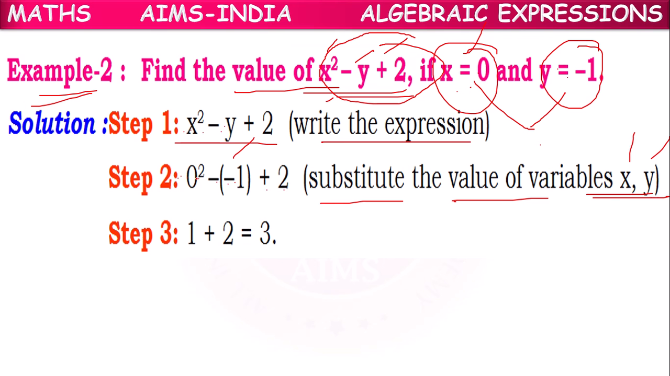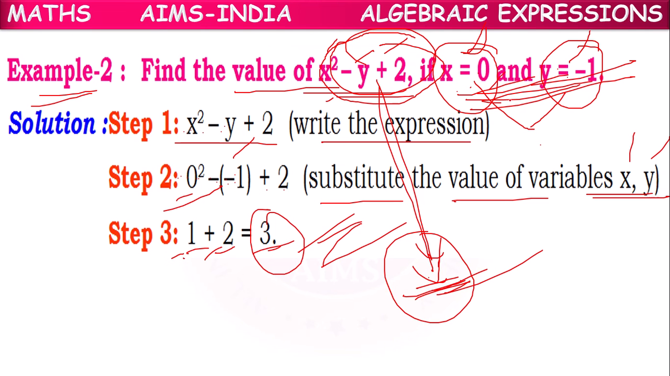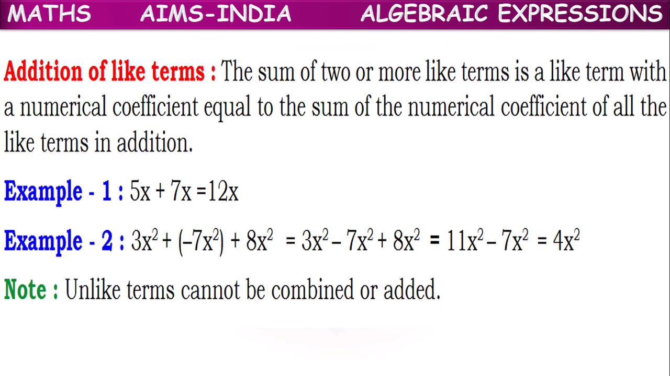0 square means 0. No need to write it. Minus into minus plus 1 plus 2, which is equal to 3. So this is the value of expression at these values of the variables. If we take different values for the variables, the value of the expression will change. The value of the expression always depends on values of the variables.